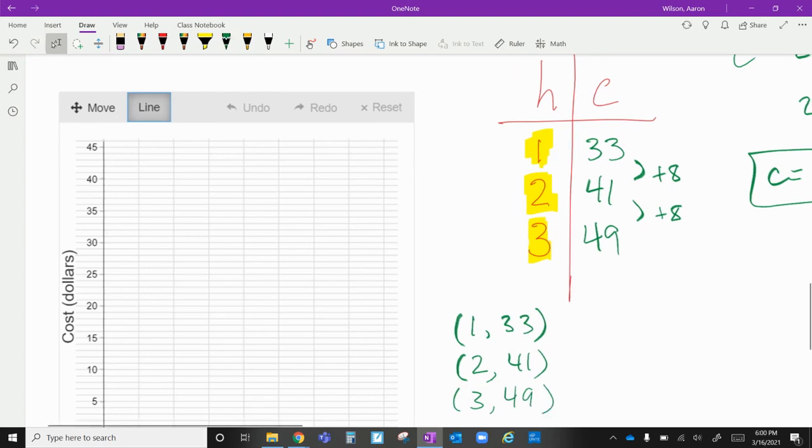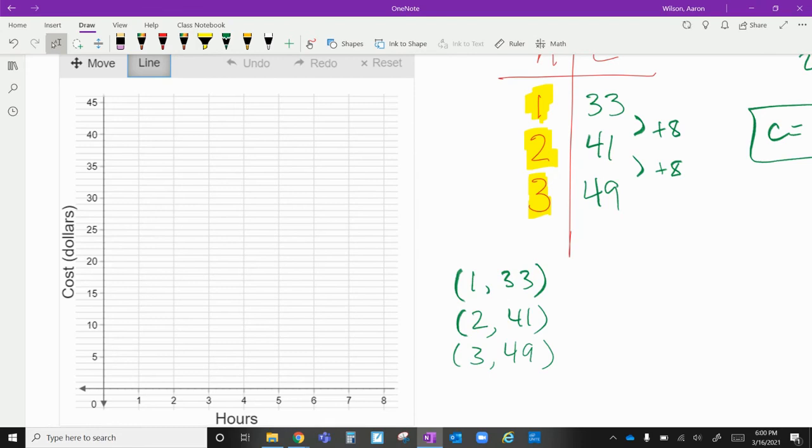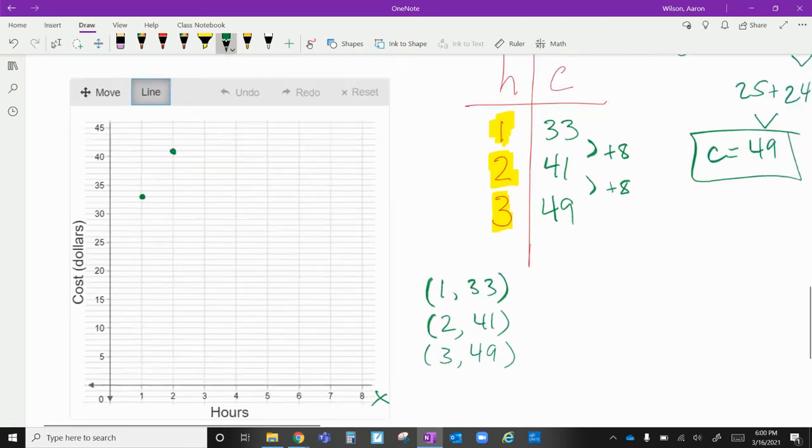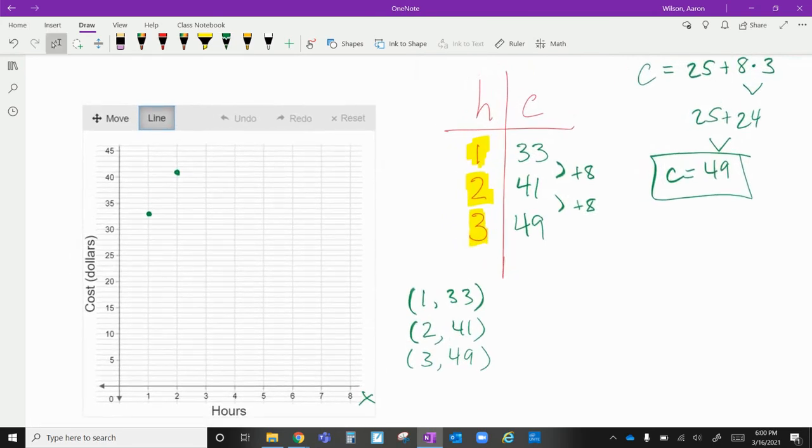All right, so let's just plot them. 1 hour, or 1 on the x-axis, keep in mind this is the x-axis, is $33. So 1 and then up to 33. 30, 1, 2, 3. Then we've got to do 2 hours. 2 hours would be $41. 2 and 41. And then 3, and you'll notice something on 3. 3 goes off our graph.